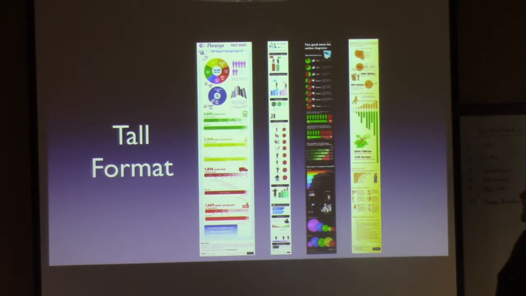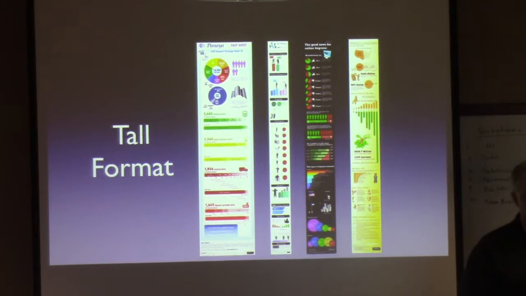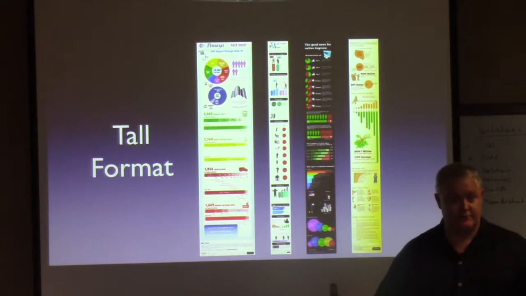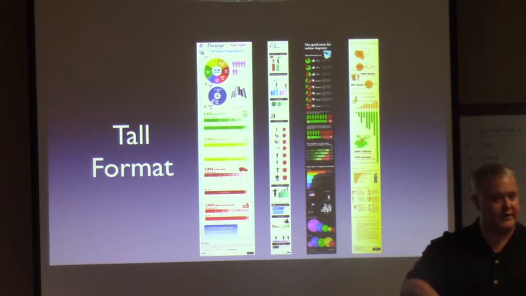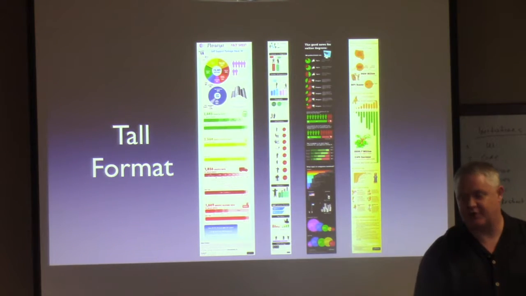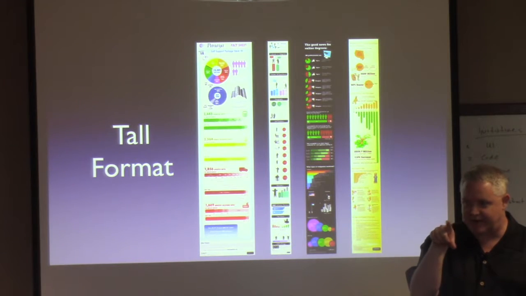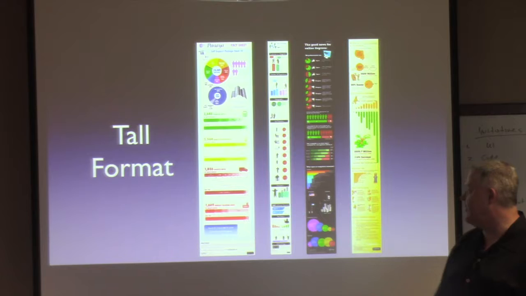Most of the infographics online are what I call the tall format. You see these quite often online, and they work great online, right? Web browsers are great at scrolling top to bottom. If the text or the graphic goes down below the screen, it knows to give me a scroll bar. It's actually easier for your finger to scroll up and down than it is side to side. Side to side is really hard.